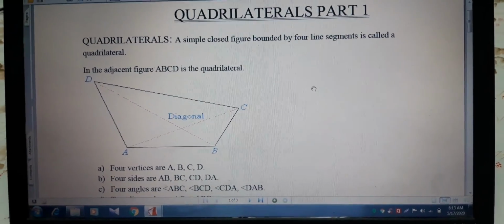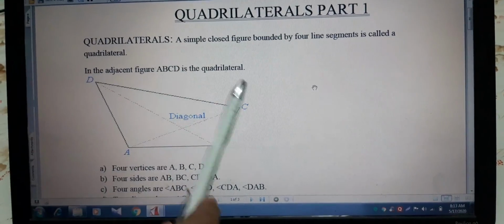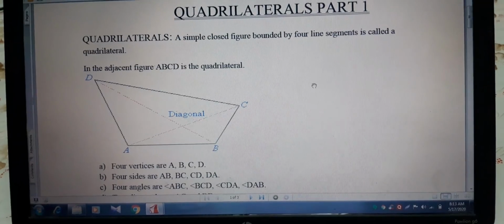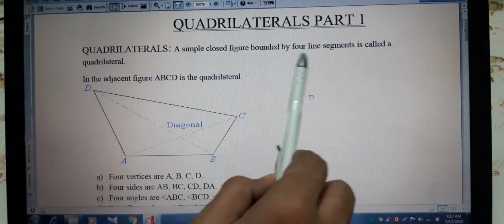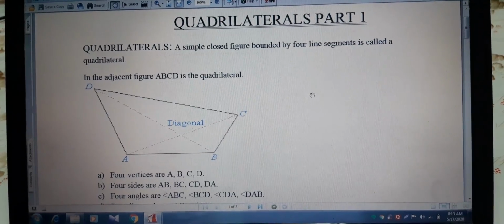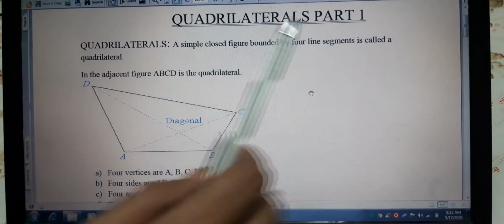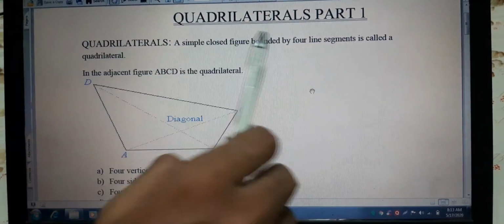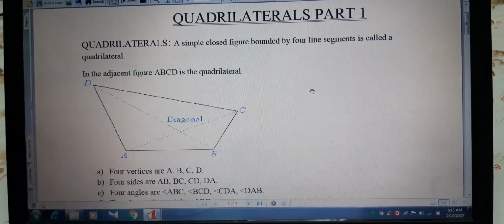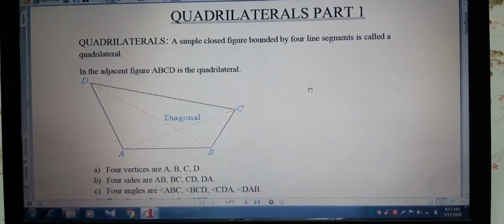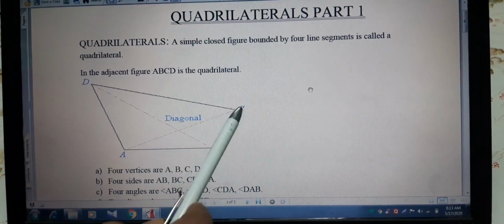At first, we have to know the meaning of quadrilaterals: a simple closed figure bounded by four line segments. Just remember, four line segments is called a quadrilateral. If there are three line segments, this is known as a triangle, and if there are four line segments, it is called a quadrilateral. Here is a picture of a quadrilateral. You can see A, B, C, D.